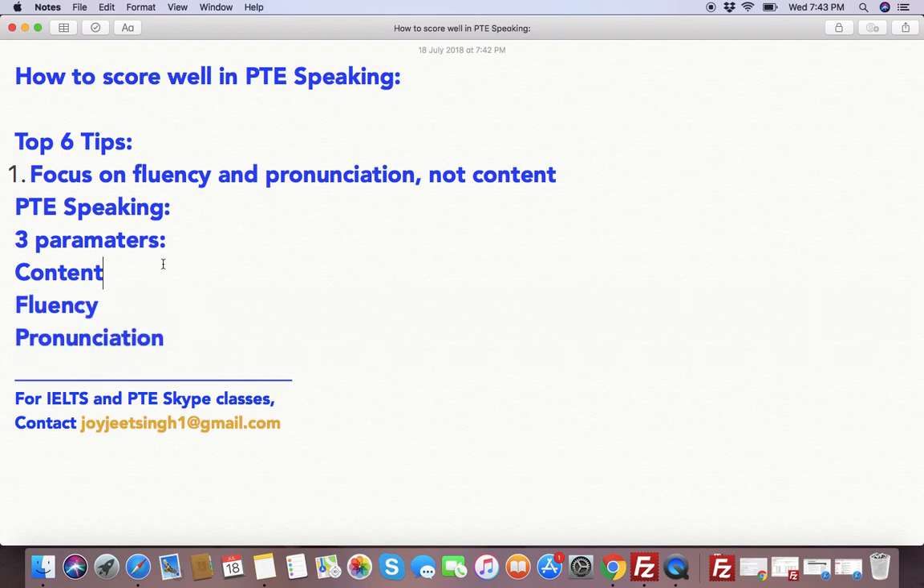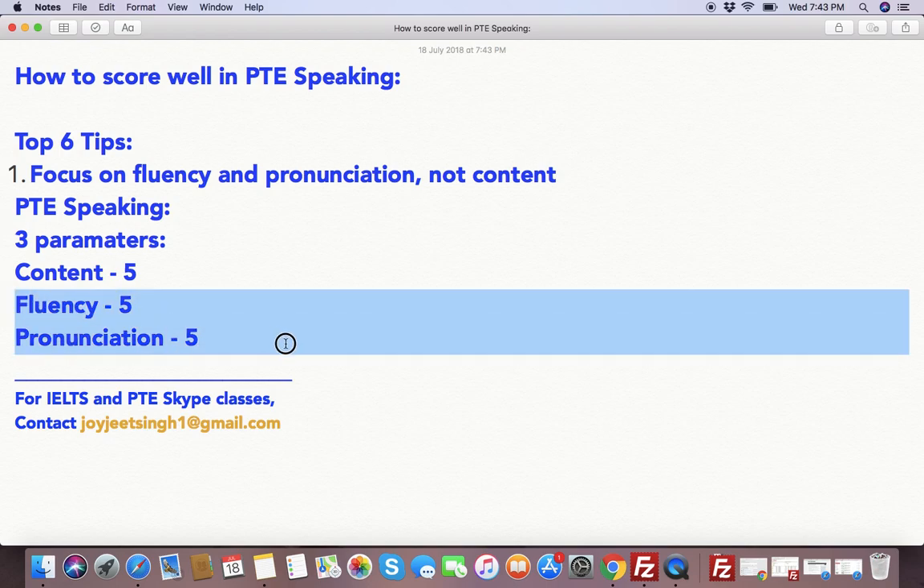In case of describe image, you get 5 marks for content, 5 for fluency, and then 5 for pronunciation. Now guys, you can see that the combined score of these 2, fluency and pronunciation, is 10, whereas the content on the other side is only 5. So if you focus your time on content, if you're thinking too much about the content, you're going to lose marks in fluency and pronunciation. So this will not result in a good score overall.